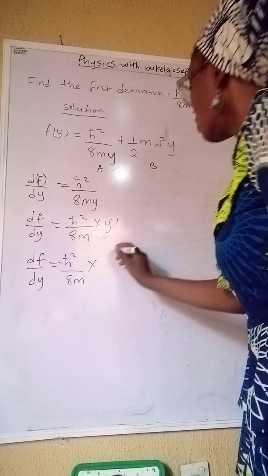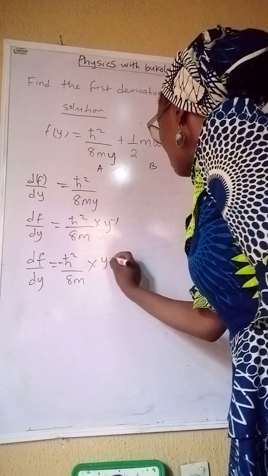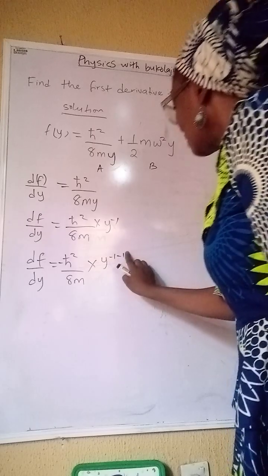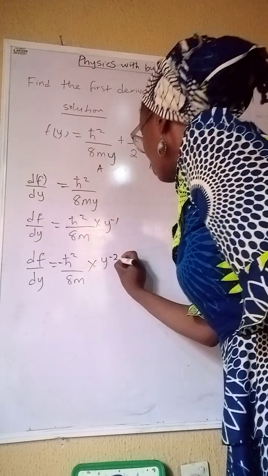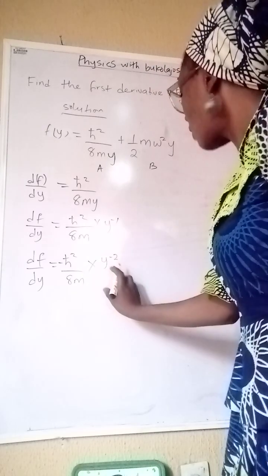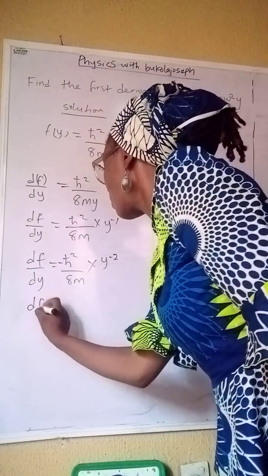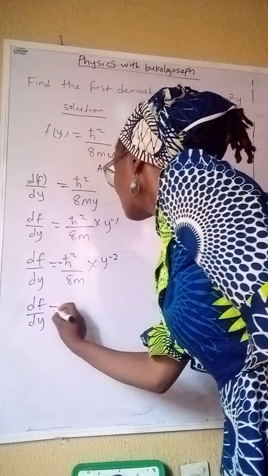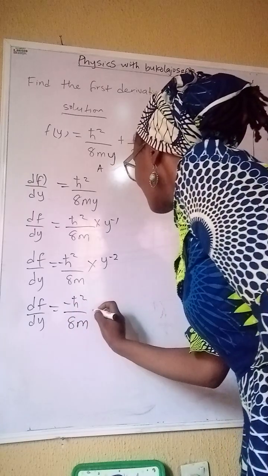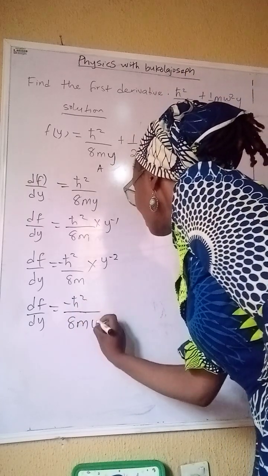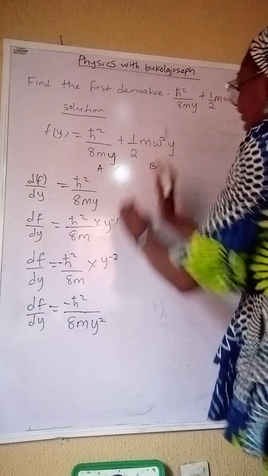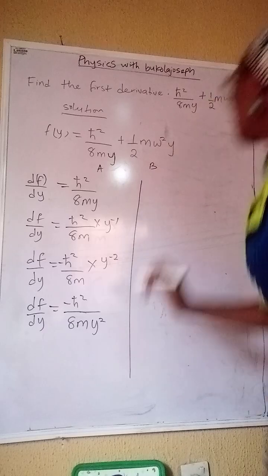So now let's differentiate this. If we do this, this is going to give us y to the power minus 1 minus 1. Okay, minus 1 minus 1 is minus 2. So if we further simplify, we'll come up with df/dy is equal to minus h cross squared all over 8m y squared. We can now put this down. So we have differentiated the first part. Let's differentiate the B part.